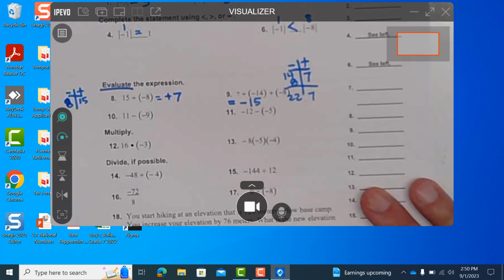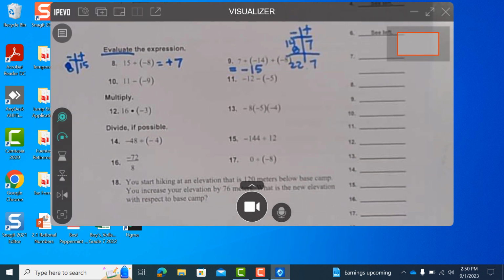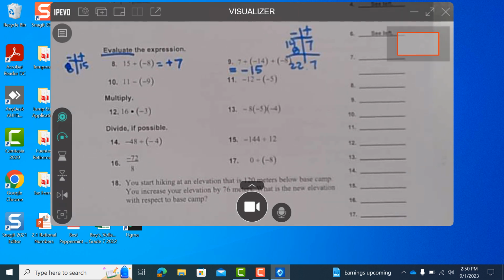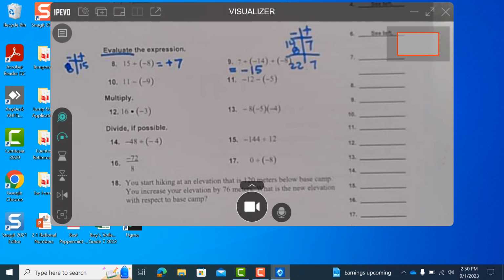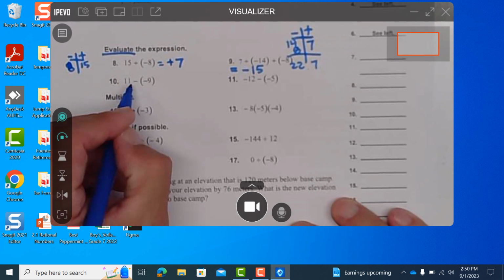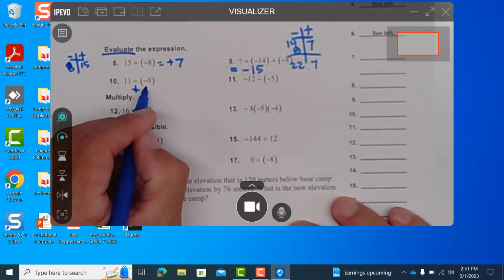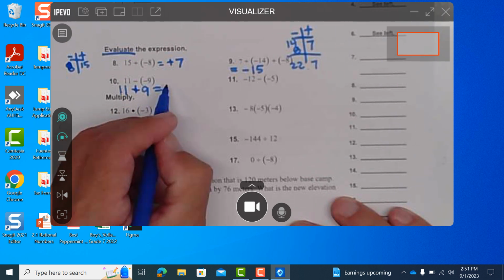Okay. Looking at 10 and 11, we're looking at subtraction. And the only thing that is different about subtraction is that we want to make it addition. So what we want to do is change this to addition and change the sign of the second number. So -9 becomes +9. 11 does not change, so this is 11 plus 9, which is 20.